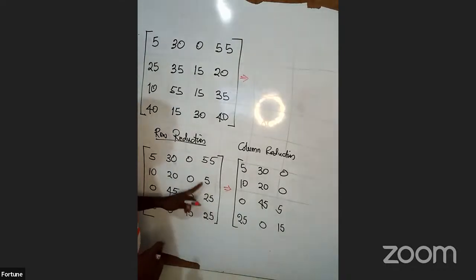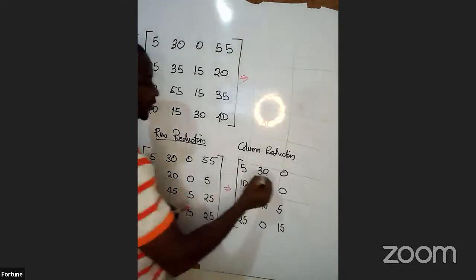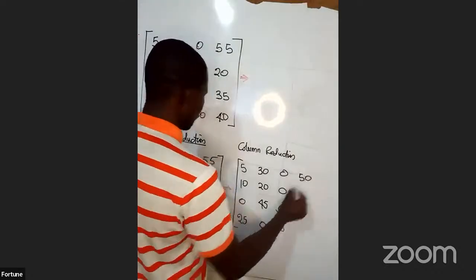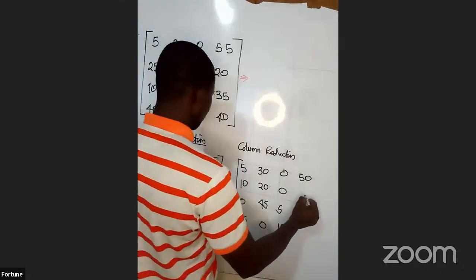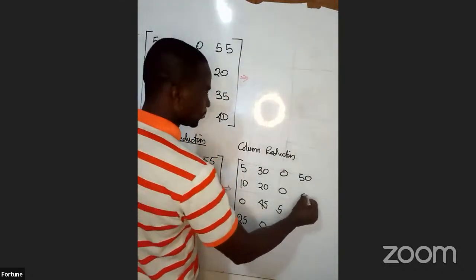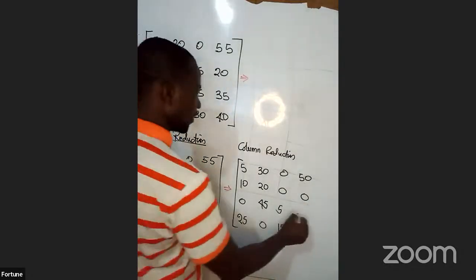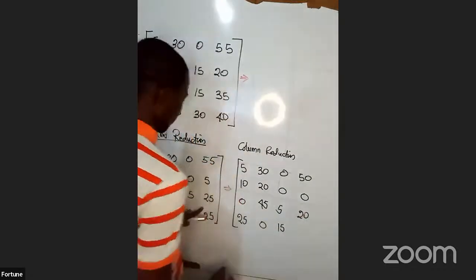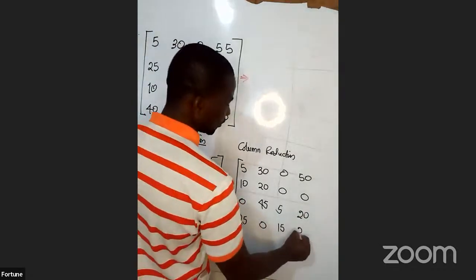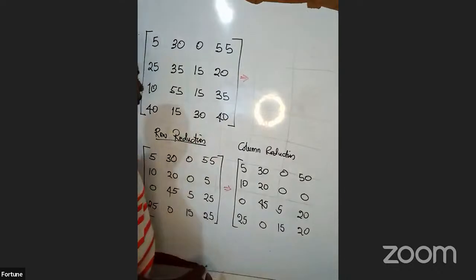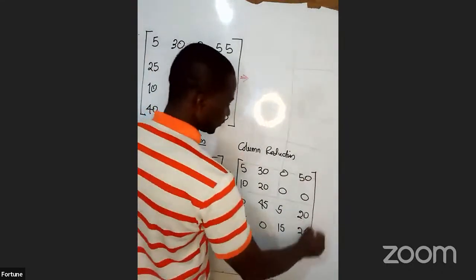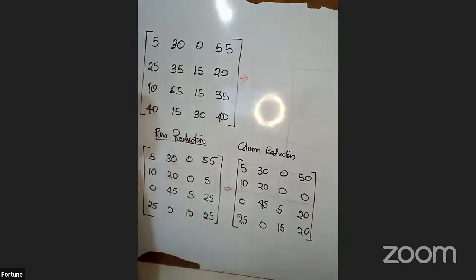Because there's a 5 here, 55 minus 5 is 50. 5 minus 5 is 0. 25 minus 5 is 20. And 25 minus 5 is still 20. Right. What is the next step?